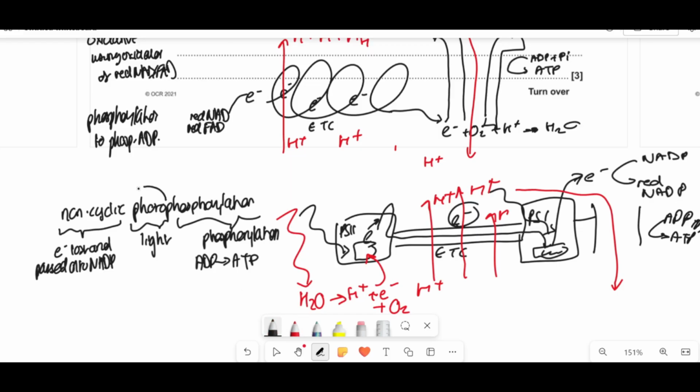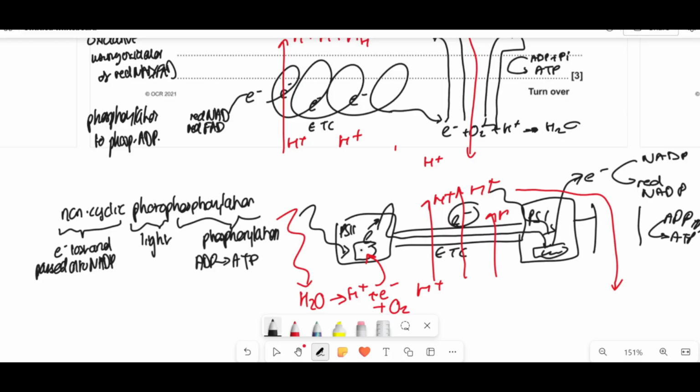The light photophosphorylation part, the photo bit is splitting this into H+, e- and H+ as well. And photo was the reason the electron actually got released to begin with, and then phosphorylation is to phosphorylate the ADP and Pi. So light shines, the electron is not returned, hence non-cyclic, and that electron is eventually used to phosphorylate ADP and Pi.